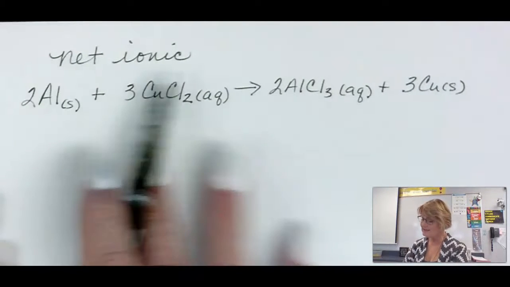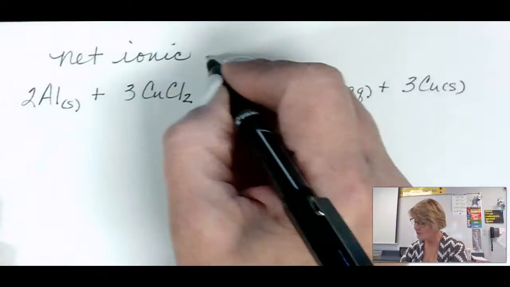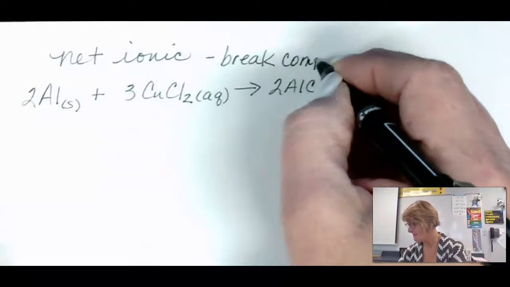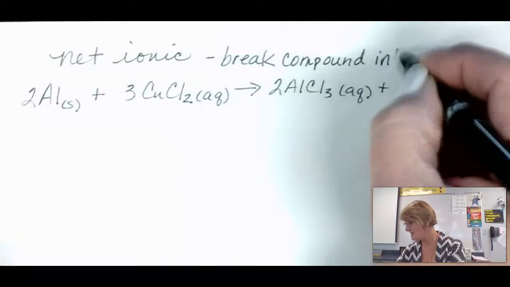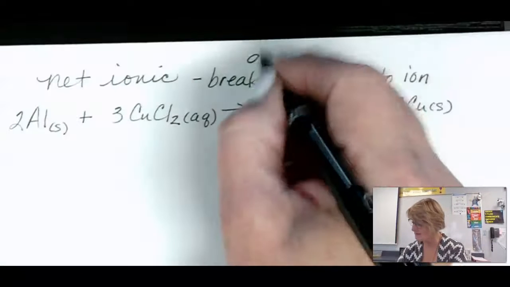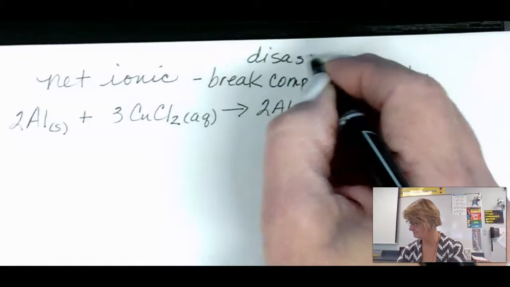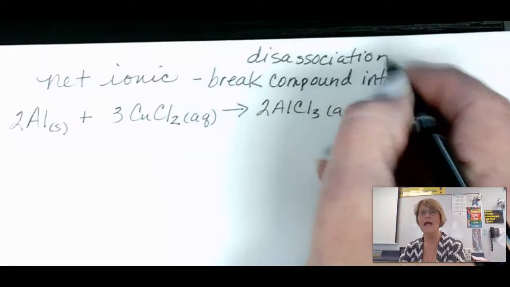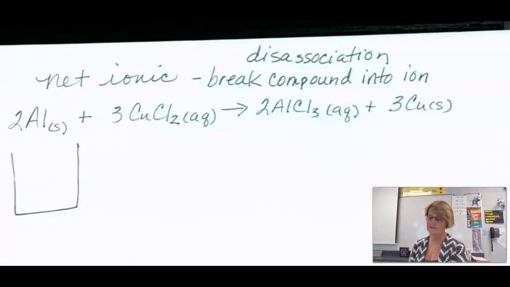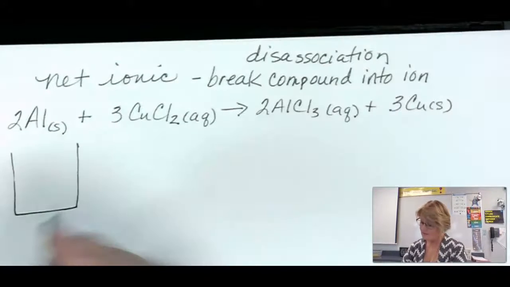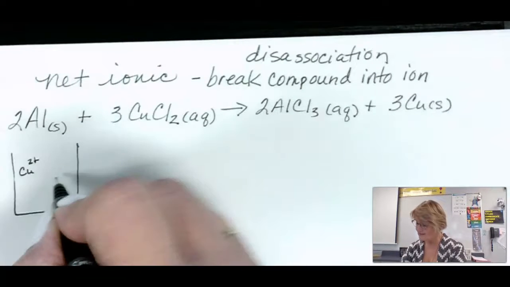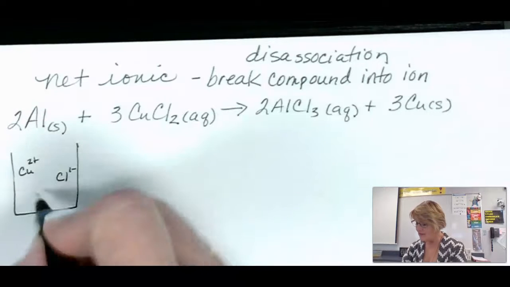Now, when we go to write the net ionic, basically you're going to break the compounds into their ions. And that has a name, and that is called dissociation. An example of when that happens is when you have an ionic compound in an aqueous solution, those ions dissociate, or you can think of it as they just break apart and float around in your solution.